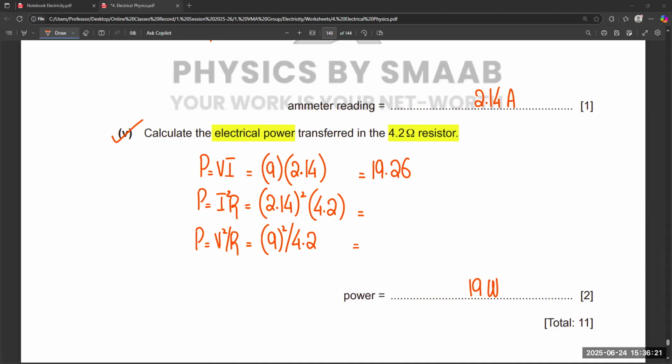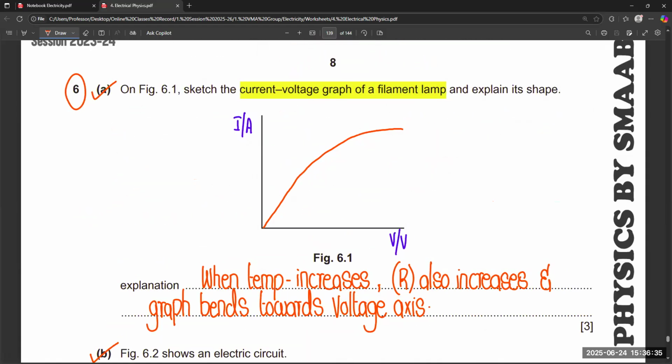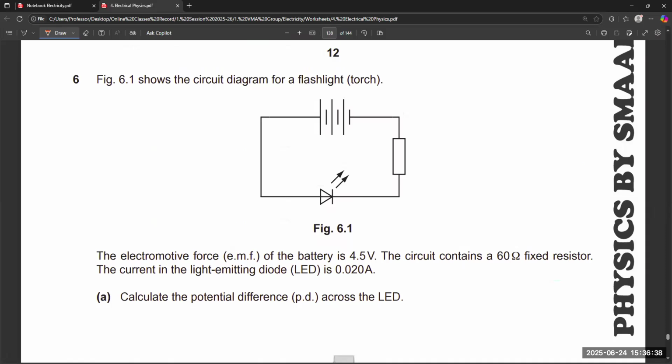Okay. In the same way, if we consider one more question, because there are so many questions like this in the theoretical past papers. Okay, this one. Now we have an LED. It shows the circuit diagram for a flashlight, that is a torch, and the EMF of the battery is 4.5 volt, and it contains a 60 ohm fixed resistor. Current in the LED is 0.02 ampere. Calculate potential difference across the LED. So what will be the potential difference across the LED?